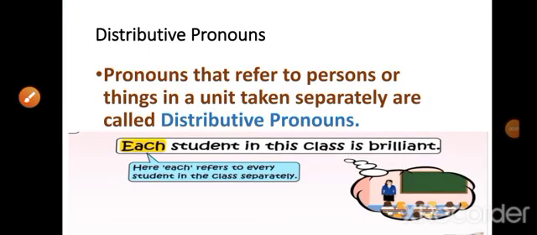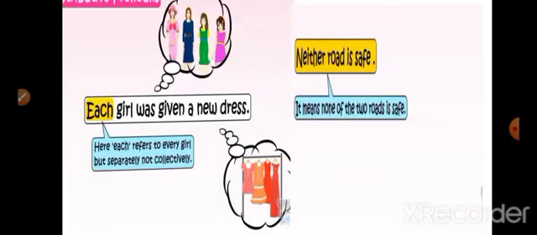Distributive pronouns. Pronouns that refer to persons or things in a unit taken separately are called distributive pronouns. Distributive pronouns are those pronouns that refer to persons or things taken singly or in groups. It is always singular and is followed by a singular verb. For example, each student in this class is brilliant. Here, each refers to every student in the class separately. Each girl was given a new dress. Here, each refers to every girl but separately, not collectively.